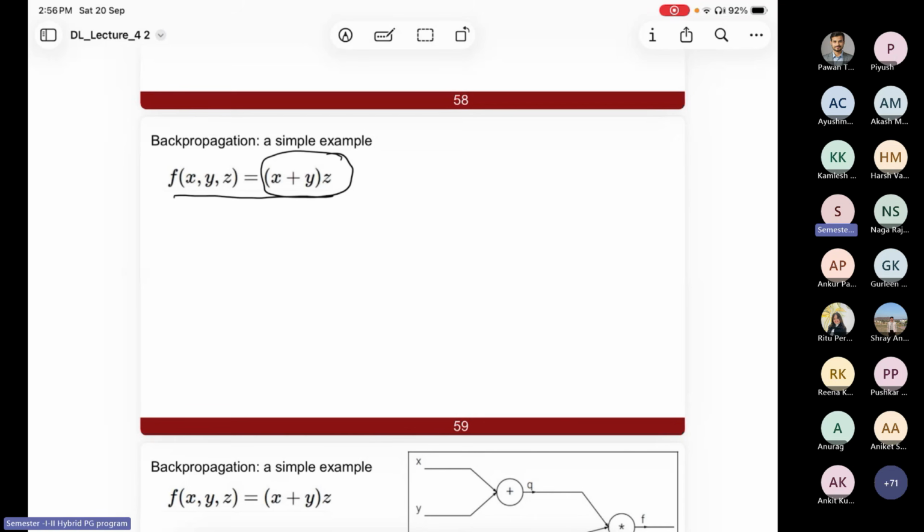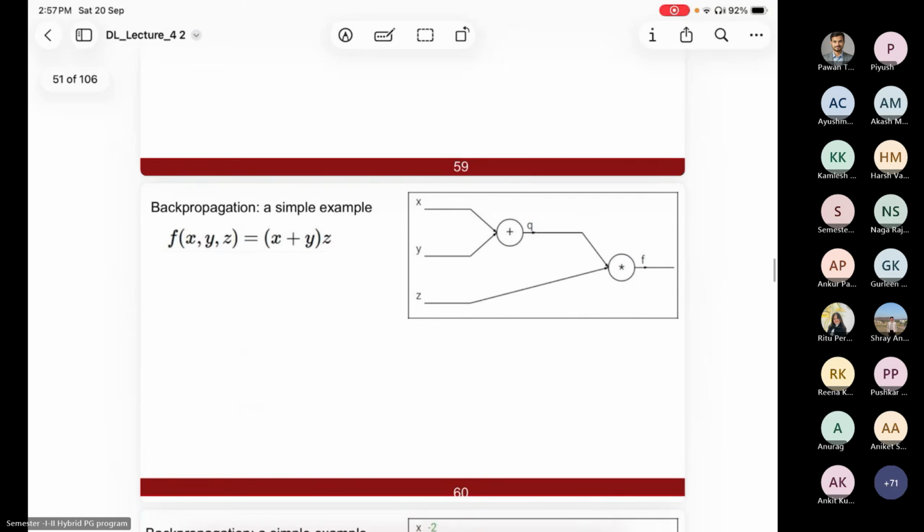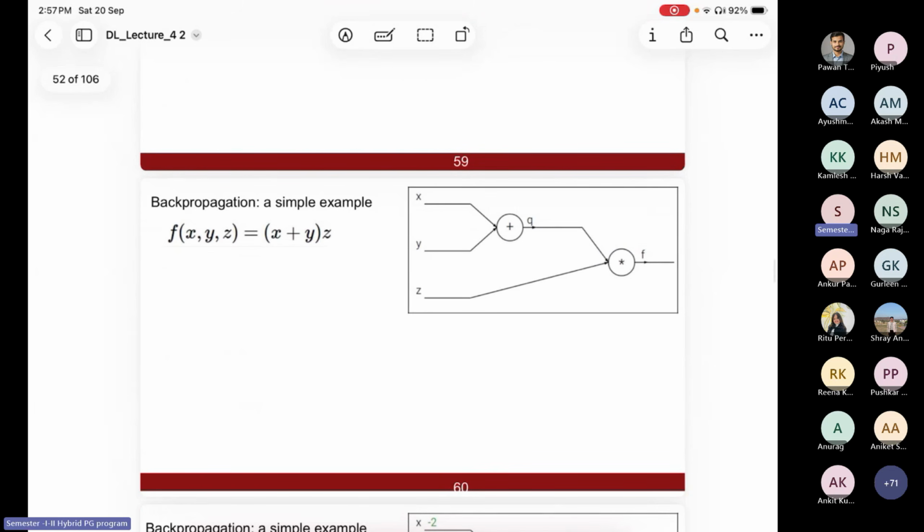Now let us make the computational graph. How do we do it? We'll take two variables at a time. You can see here I'm taking x, y, the inner part of the bracket, and plus. Now this will give you a new value, a new variable. Let us assume that x plus y equals q. So I'm giving this new output as q, and then we have z here.